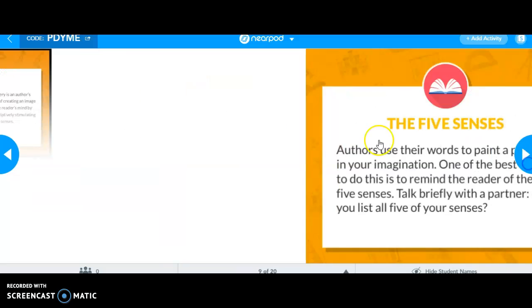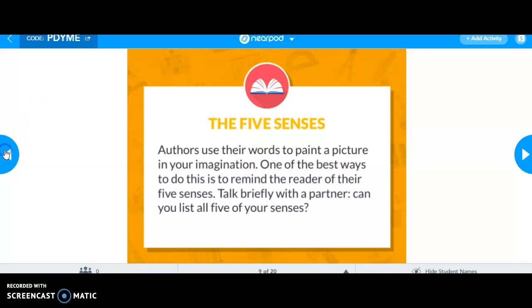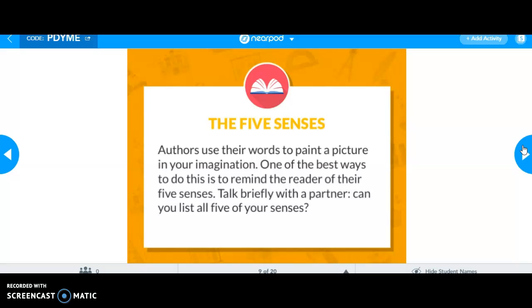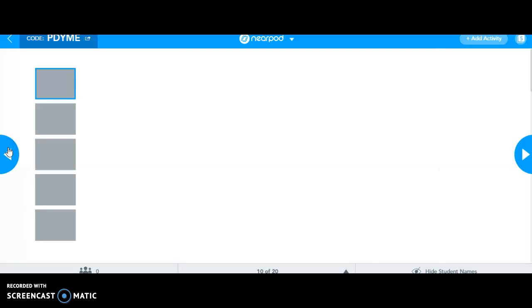The definition of imagery is really focused on creating an image in the reader's mind by descriptively stimulating and accessing the five main senses. Now, I hope that you guys can remember all your five senses because they're on your body, so I would assume that you remember these. Okay, if not, let me go over them for you. Sorry, my PowerPoint's a little messed up right now.